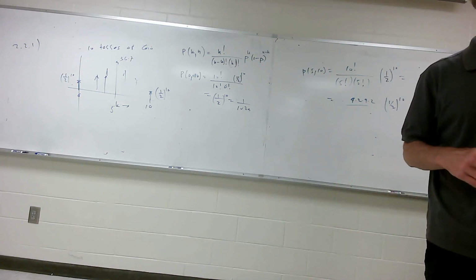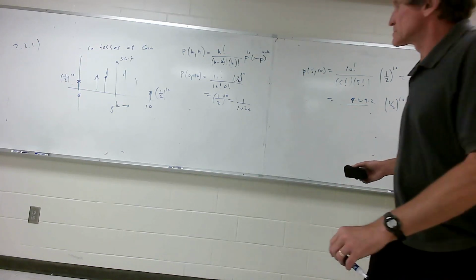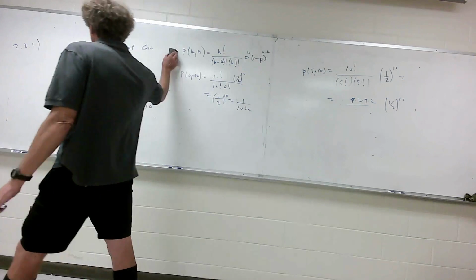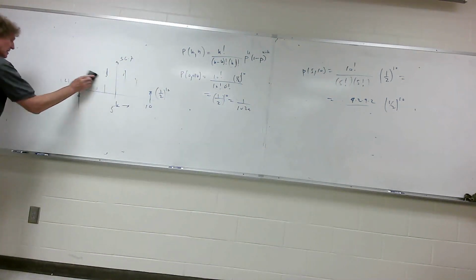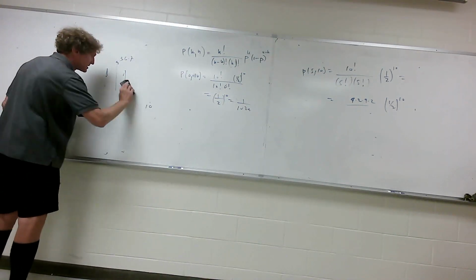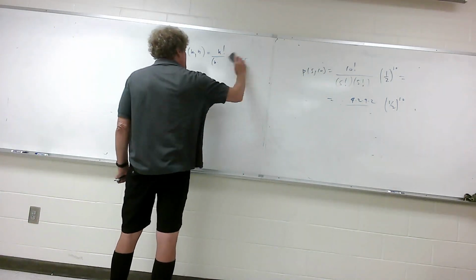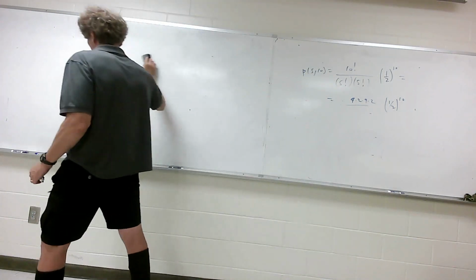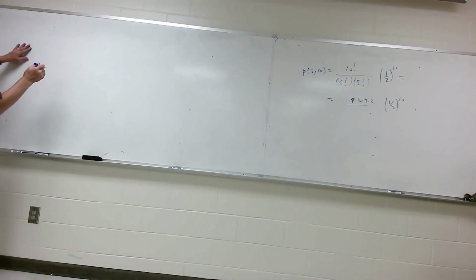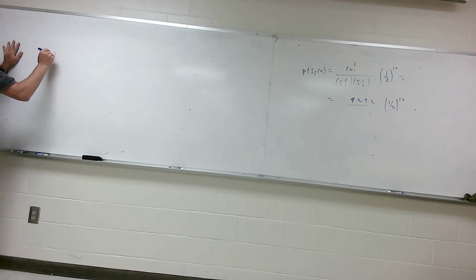Next one. A random variable has a probability distribution function given by. Hold on for 1 second. I'm going to put it up here. Can you guys just hang with me for another 3 or 4 minutes? Because I want to cover this part. I put out a lot of stuff. Go ahead.